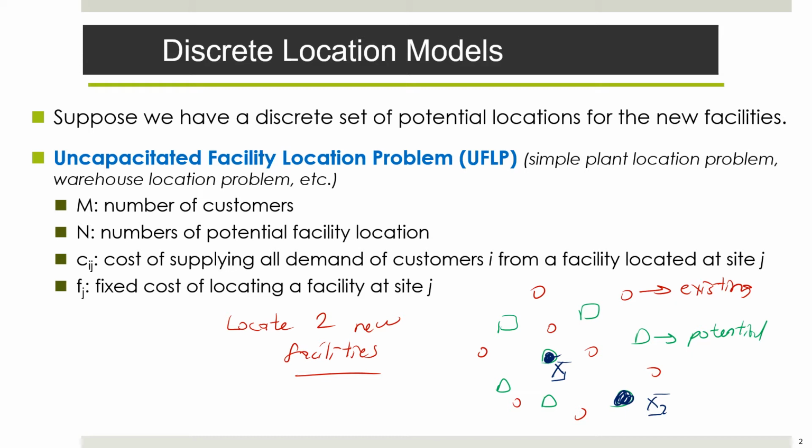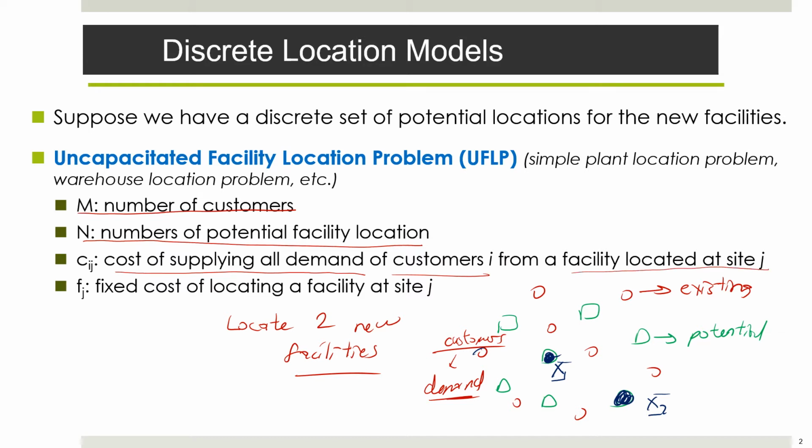The thing is, the existing facilities are assumed to be customers, and these customers have a demand. So we assume that there are M customers, these red ones. There are N potential facilities, the green ones. And the customers have a demand that needs to be satisfied from the new facilities. And there is a cost of supplying the demand of a customer from a facility located at site J.